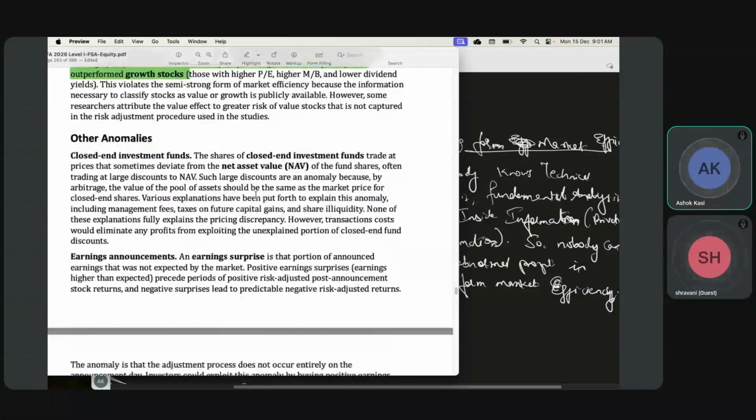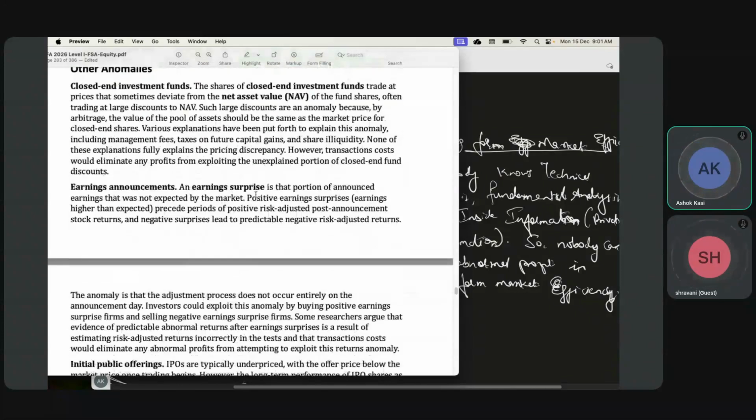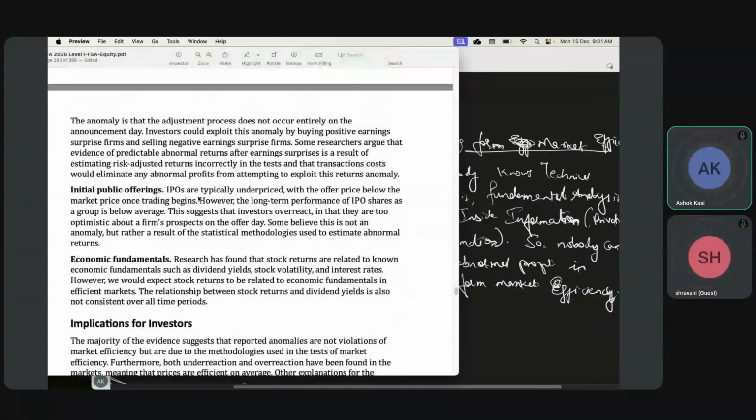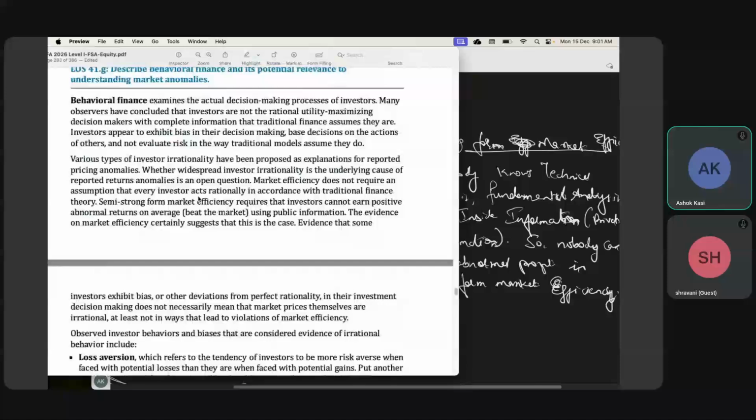Okay. And all this is not required, the basic stuff. Behavioral finance, wherever you see it, is an important one. So you read it. It's not difficult, but still important.